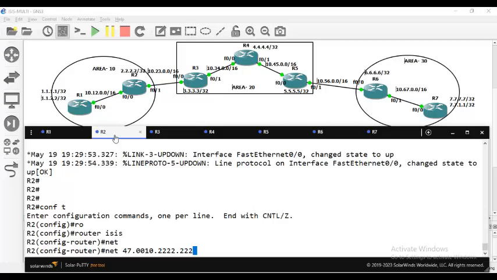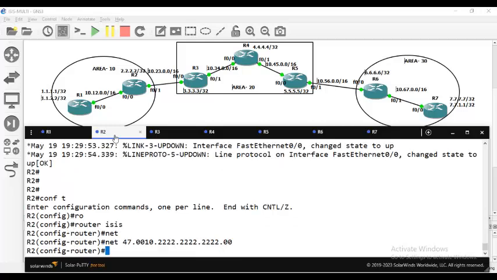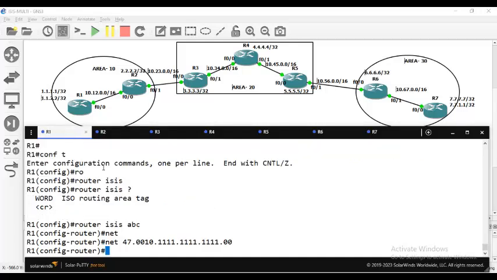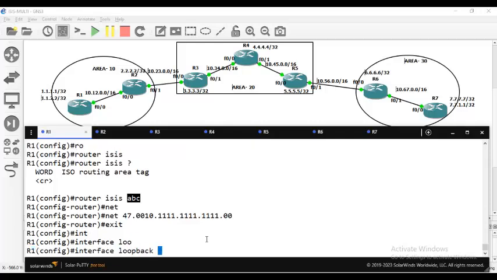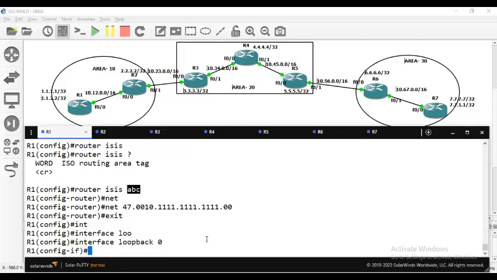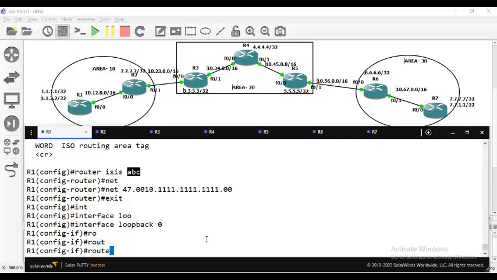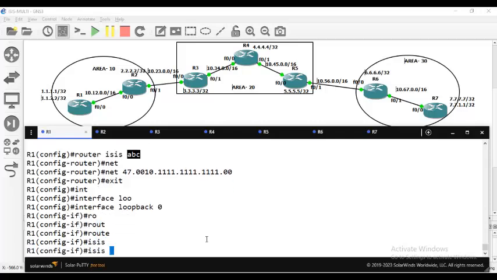We have not configured ISIS fully so far. Let's go back to R1. Now this is the name of ISIS. So you should use exactly the same name under the interface. Interface loopback 0. What is the command? IP router ISIS. Yes, IP router ISIS ABC. This is the syntax. Now ISIS is running on loopback 0.